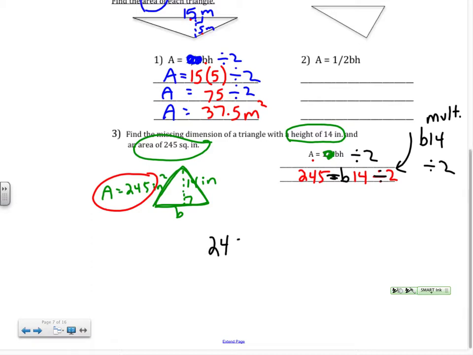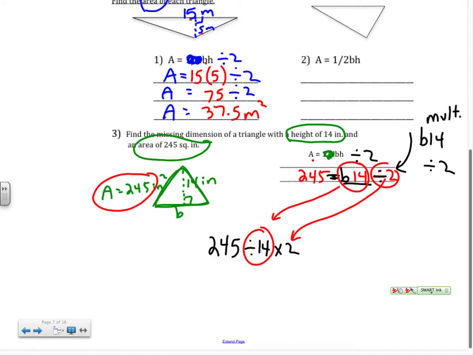I'm going to take that 245 and do the opposite of multiplication to get rid of that 14. So 245 divided by 14 times 2. If you notice, I did the opposite of what this is. This is multiplication, so I did division. Down here this is division, so I did the opposite. So I'm undoing these operations on the right side so I can figure out what B is. Once I do that on my calculator, 245 divided by 14 times 2, I actually get 35. So I'm going to keep that on the left side of the equal sign, and that would be what B is.